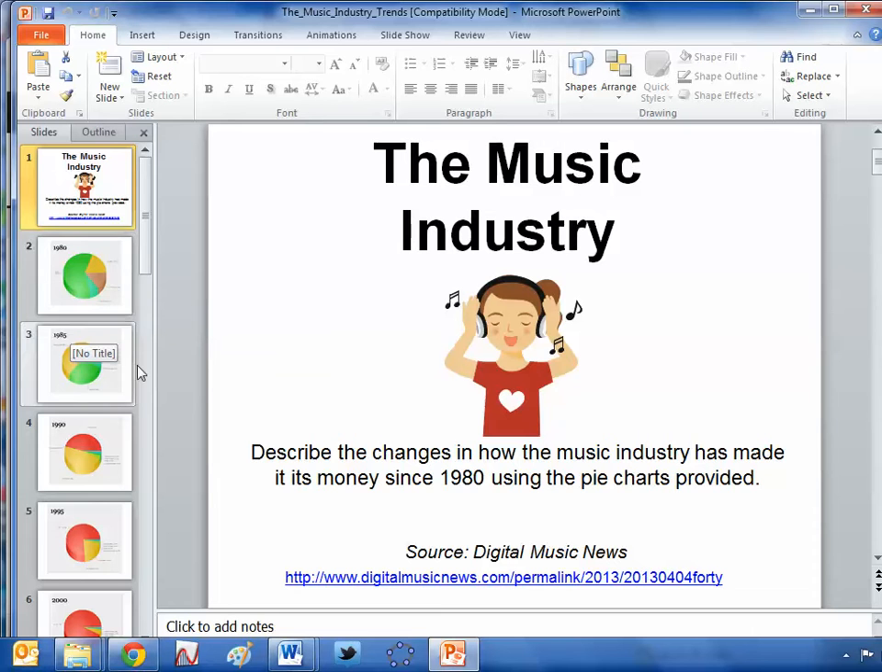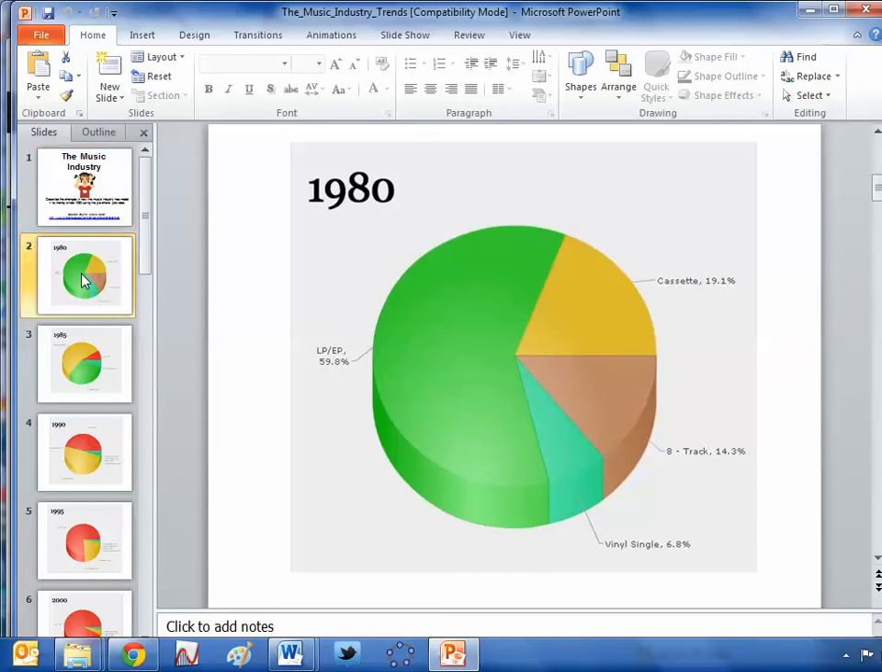But to be fair, when I started thinking about it, I couldn't come up with that many ways that music was sold in the 1980s. Look at this, you've got about 20% in cassette. Look at this, 8-track, 14.3% there. Then you've got a few vinyls, but the vast majority is LPs and EPs. So we had a nice little discussion with the students about that.